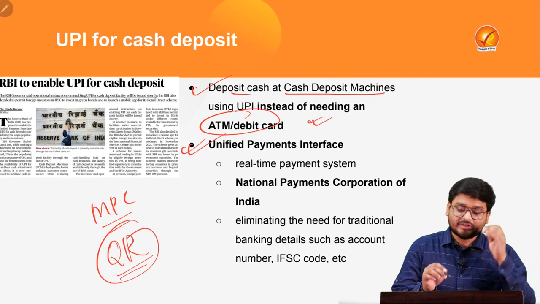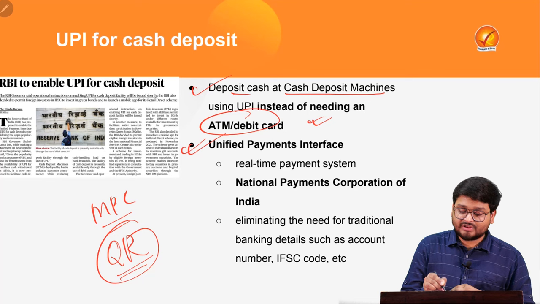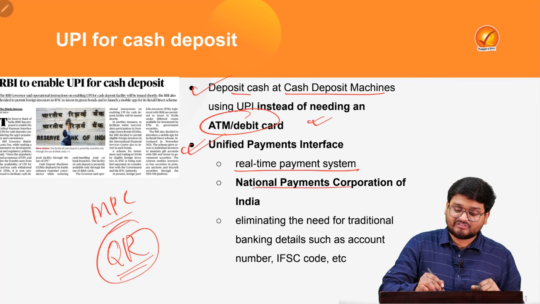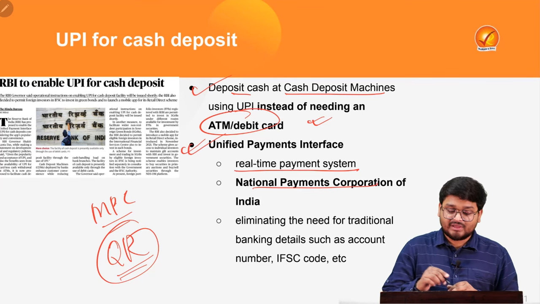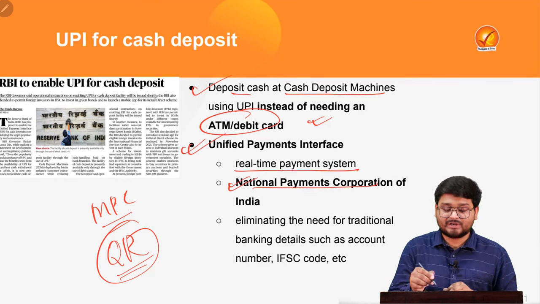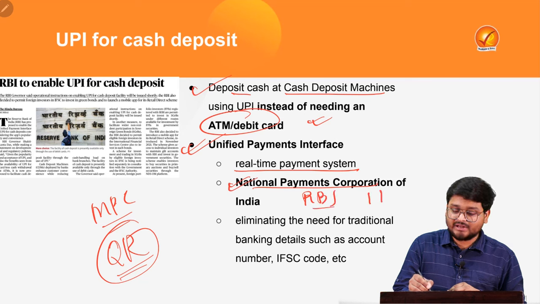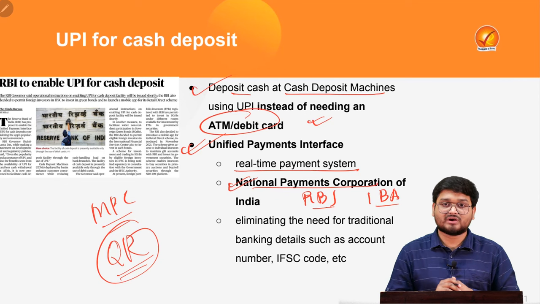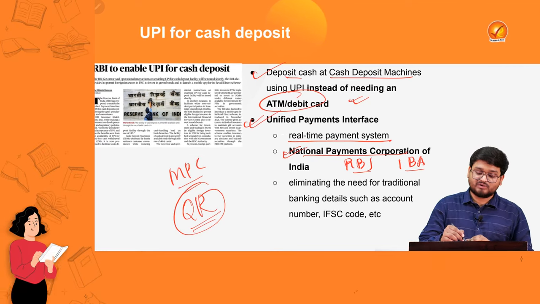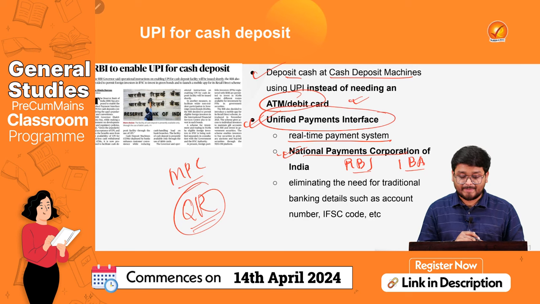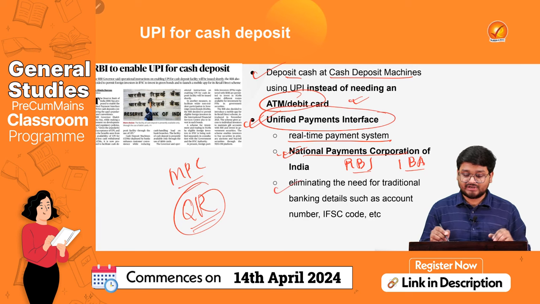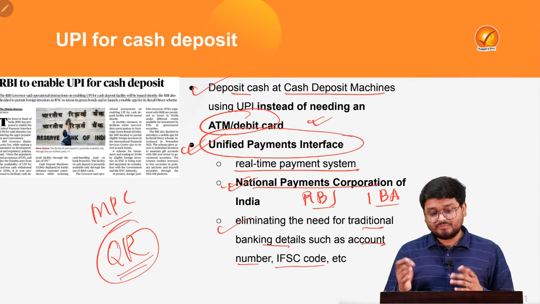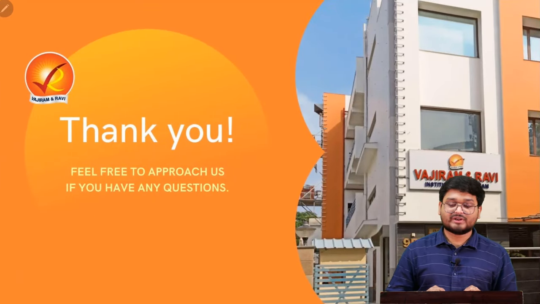Now here, this is facilitated through UPI, which is a real-time payment system conceptualized by the National Payments Corporation of India. It is operated by the RBI and the Indian Banks' Association, which consists of around 10 banks in the country, and it is trying to maintain this ecosystem of UPI. And here UPI is totally eliminating the need for traditional banking details such as account number, IFSC code and so on. So these were all the articles that were important for discussion today.